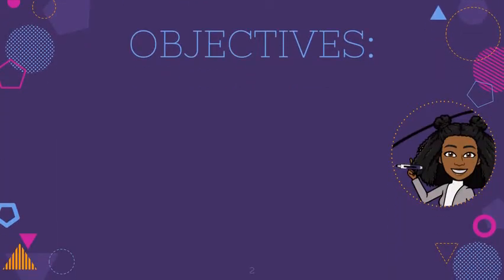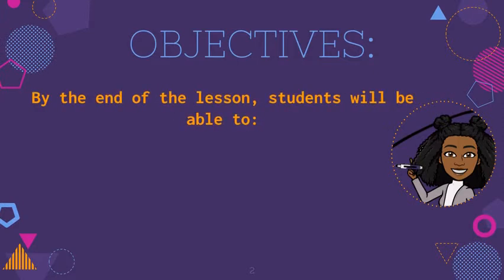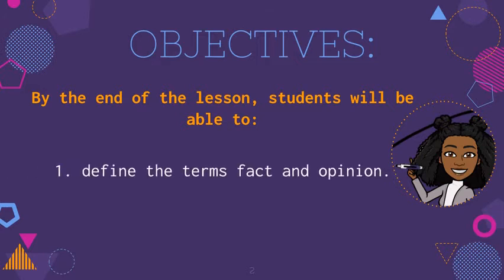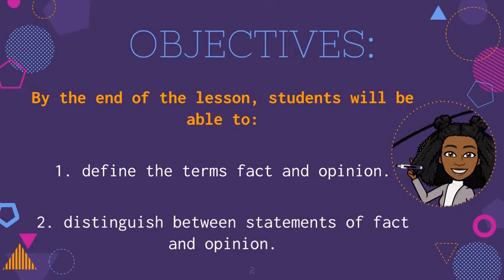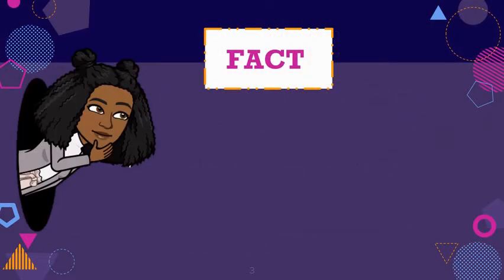Here are our objectives for today. By the end of this lesson, you smart students will be able to: 1. Define the terms fact and opinion, and 2. Distinguish between statements of fact and opinion.